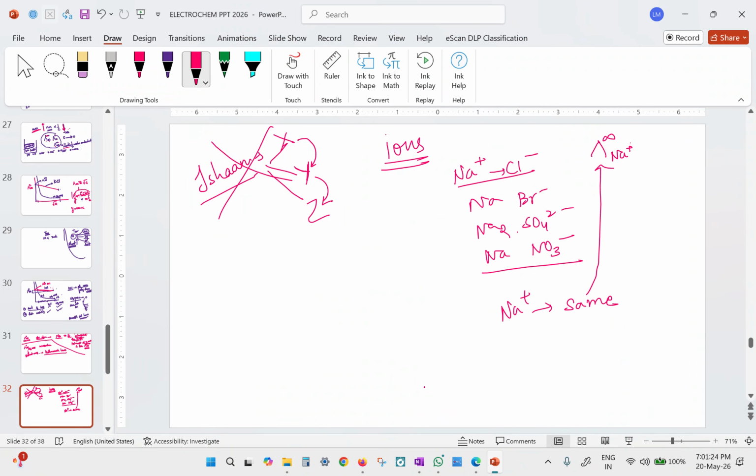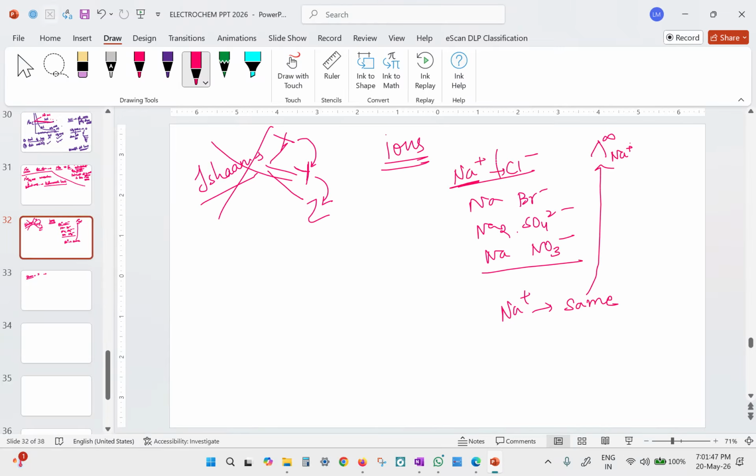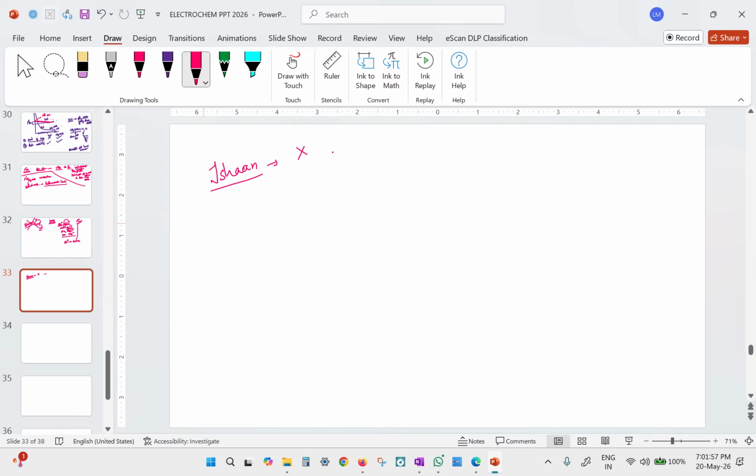Say, for example, a very simple explanation. Ishan and X went to the coffee shop, and Ishan buys snacks for the same amount. That is the concept: the sodium ion contributes the same amount irrespective of its anion counterpart. So Ishan with X, the expenditure was 100.